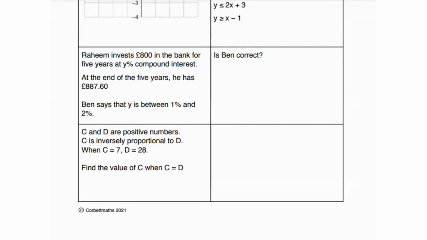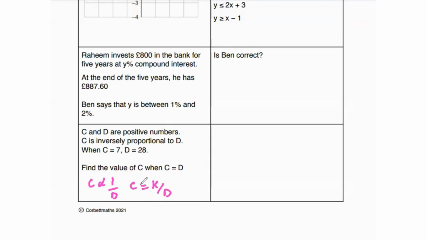C, in real positive numbers, C is inversely proportional to D. When C equals 7, D equals 28. Find the value of C when C equals D. Okay. So if C is inversely proportional to D, that means our equation is going to be C equals K over D. In inverse proportion, always remember that if one quantity is increasing, the other will decrease. And if one is decreasing, the other will increase. So it goes in opposite directions.